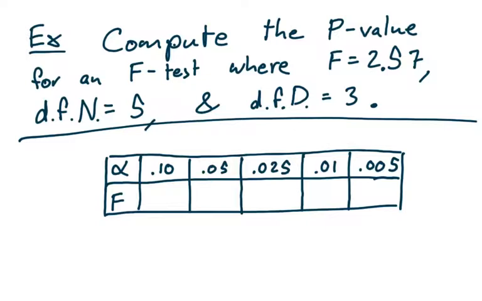So a helpful way to find the p-value when we're performing an f-test is to create a little table like this. Across the top row, I have alpha and the various pre-packaged values that I was alluding to. So the standard ones are 0.10, 0.05, 0.025, 0.01, and 0.005, corresponding to the most common critical f values that we will be finding.